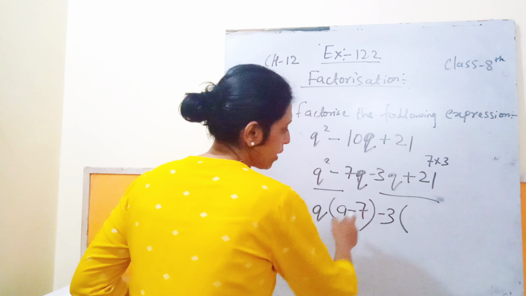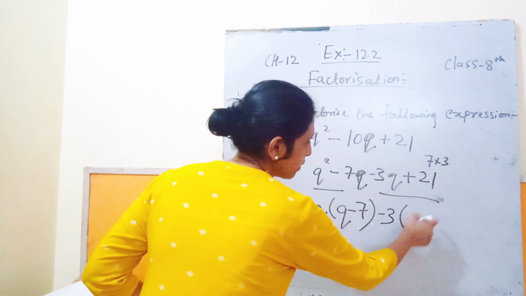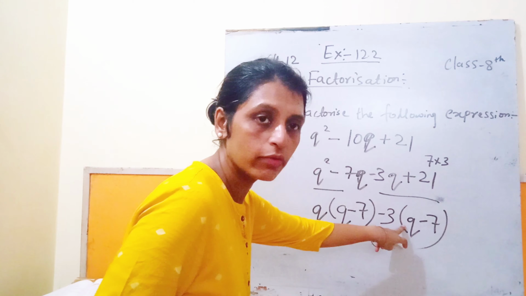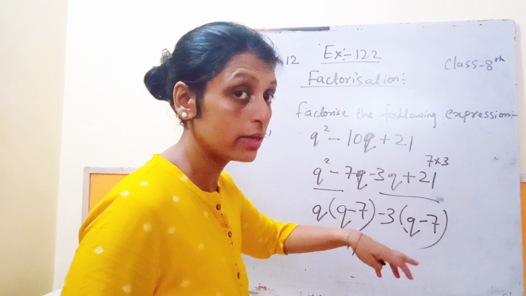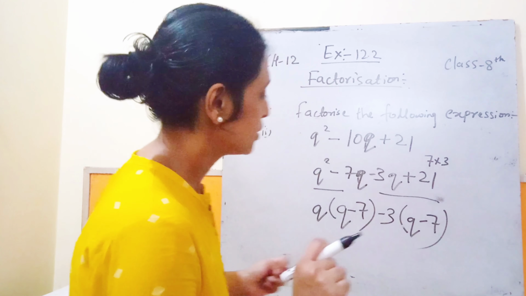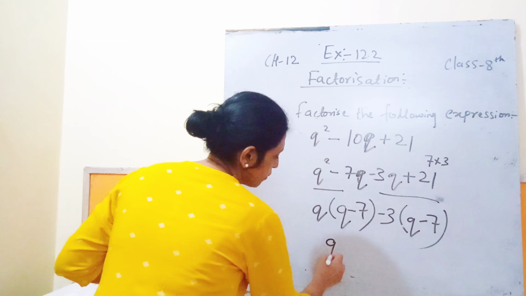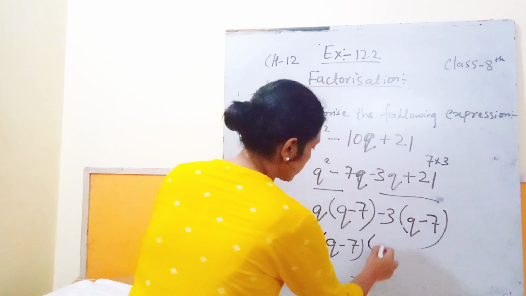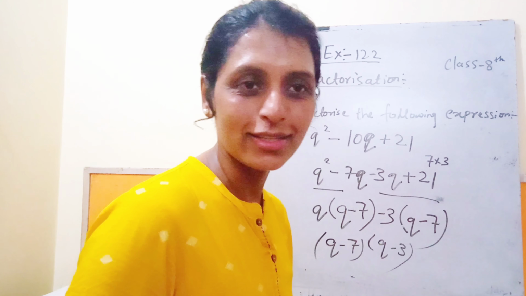So minus 3 I'm going to take as common, so q minus sign will be here and we are left with minus. Why? Because when minus 3 is multiplied with q, it will be minus 3q, and when minus 3 is multiplied with minus 7, it will be plus 21. So q minus 7, q minus 7. We will take q minus 7 as common, and then we are left with q minus 2. So this is the way to factorize this expression.